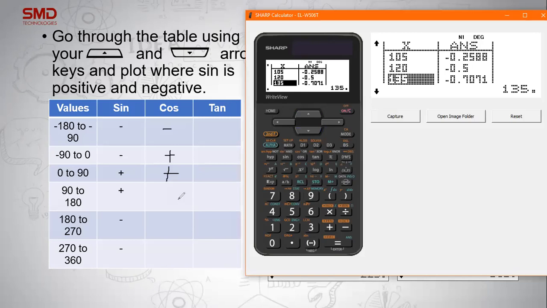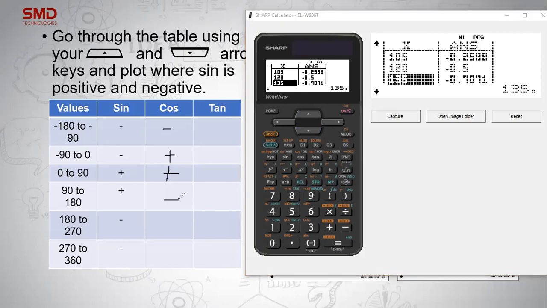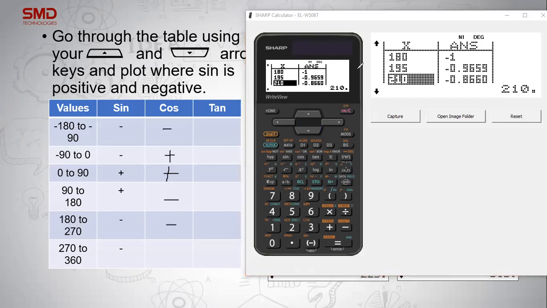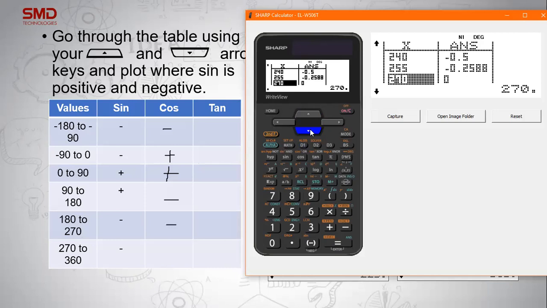Yes, my table is unlimited. So this means that I can do this exercise for as small a step as I want and for as many values as I would like to as well. Okay, so between 180 and 270, you can see it's negative again. So we'll just type in negative. And then between 270 and 360, we can see that it is positive. So we'll have positive here.